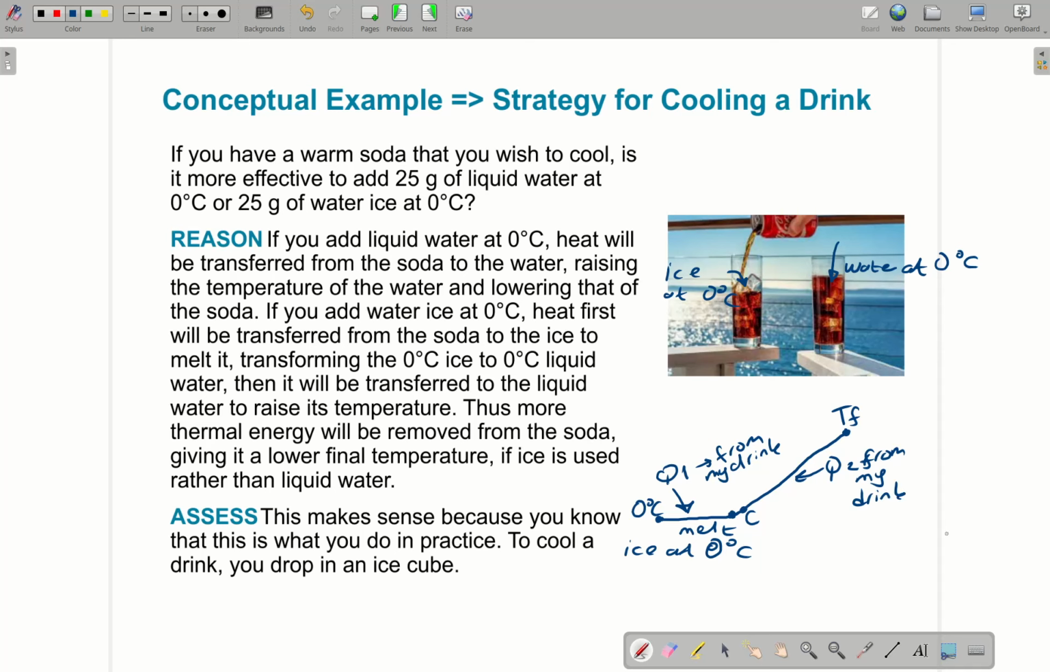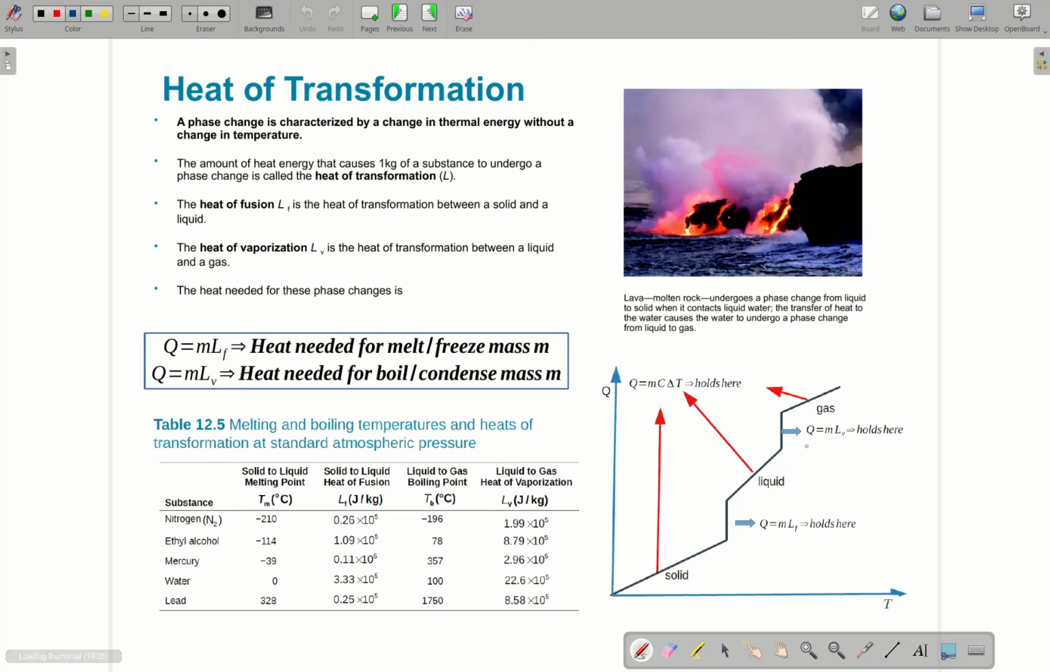It will be more if I put just 0 degree water at 0 degree. It will heat up to a certain value, take in some heat, but it will be only the second part of heat taken. Same mass, same value. So this part is only taken from my drink by water at 0 degree, while there is another section taken. So the more heat goes into the melting the ice plus heating up the ice to a common temperature. So that's why ice is better to put in our drinks.